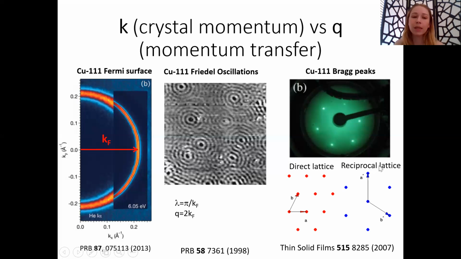So with this slide, I just want to disambiguate the concept of crystal momentum, which is the space that we are in for ARPES measurements, versus momentum transfer, which is something that STM experiments can measure, versus the reciprocal lattice, which is a related concept as was discussed in mini lecture 3, but it is relating to the structure of the atoms rather than the wave-like electrons.